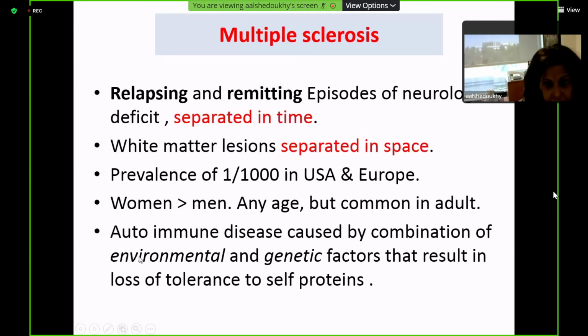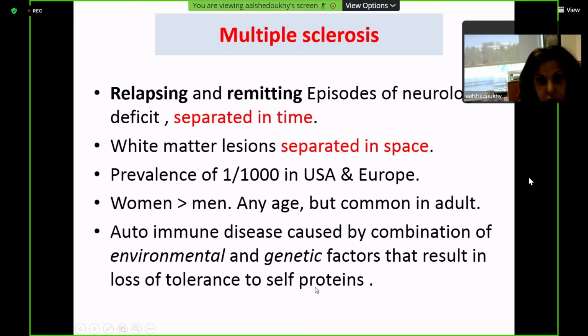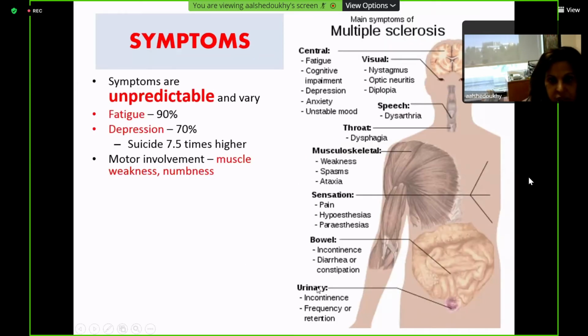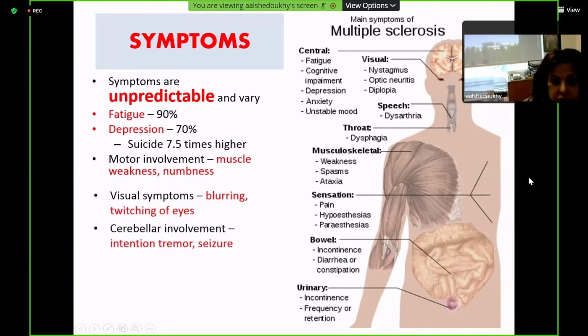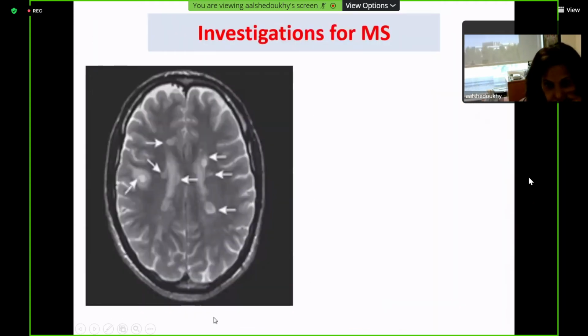Again, just to revise, it's an autoimmune disease caused by a combination of environmental and genetic factors, which result in loss of tolerance to self-proteins, very important. Now we will cover this in the neurology lectures or with the clinician. Symptoms are unpredictable: fatigue, depression, muscle weakness, numbness, blurring of vision, cerebellar intention tremor, seizures, urine frequency or constipation, and short-term memory dysfunction.